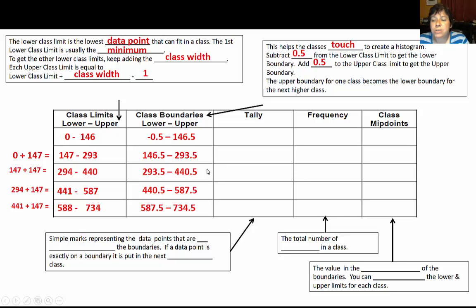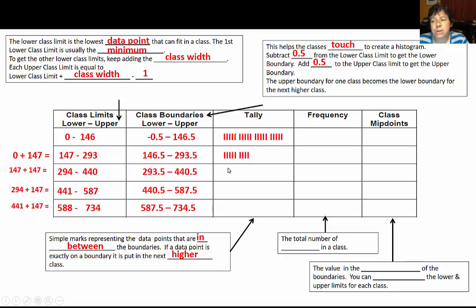Finally, now we get to doing the tally. These are simply the marks that represent the data points in between the boundaries, all right? Now, do remember, if a data point is exactly on a boundary, so if I have 146.5, that's going to get rounded up to the next higher class. So 146.5 would not go in this row. It would go in the next one.